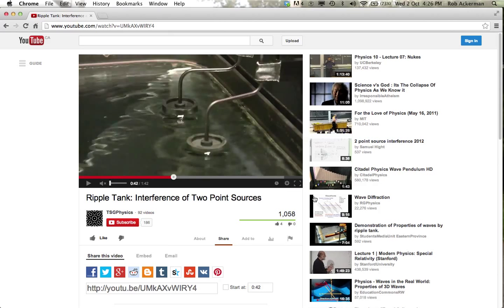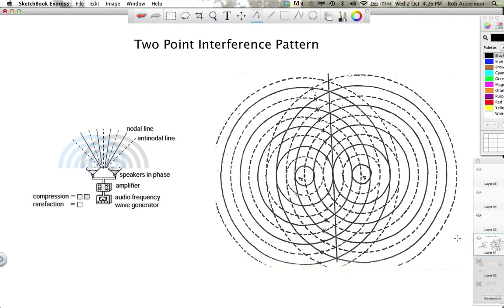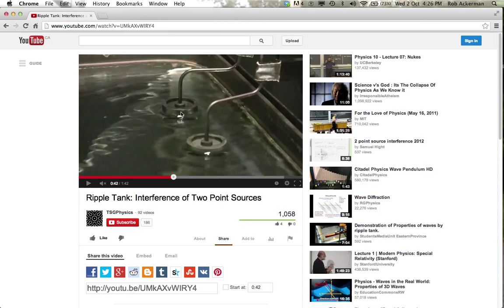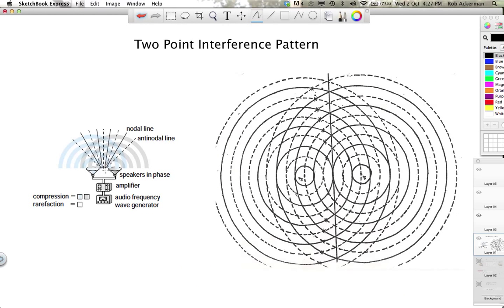Let's pause the video and go think about this for a minute. Your textbook shows a good example. They do it using sound waves. They ask you to imagine speakers and therefore sound waves, not to be confused with the wave generator and water waves. Same idea, different kind of waves. That's okay, we can deal with that.